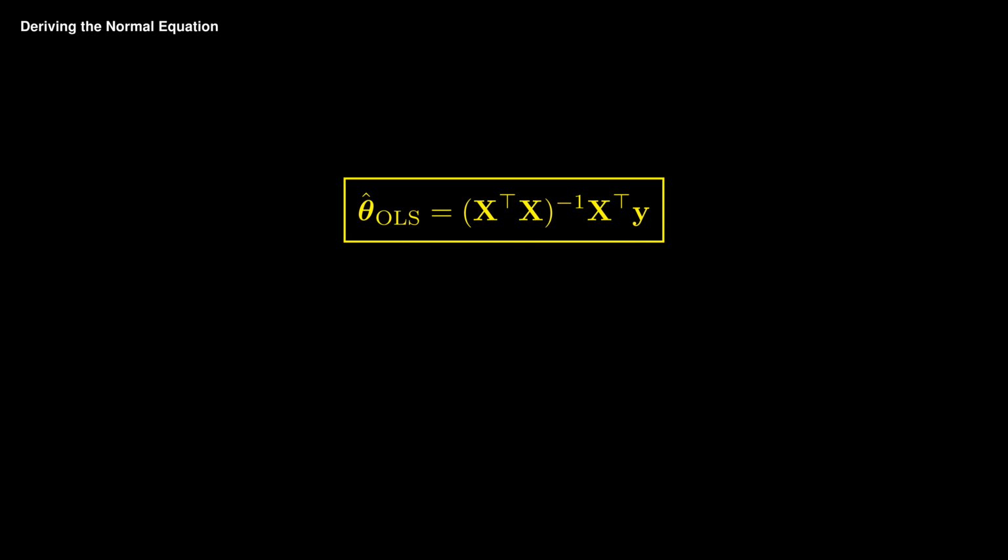Let us write it out one more time. Theta hat OLS equals (x transpose x) inverse x transpose y. This is the ordinary least squares estimator. It gives the theta that minimizes the sum of squared errors.